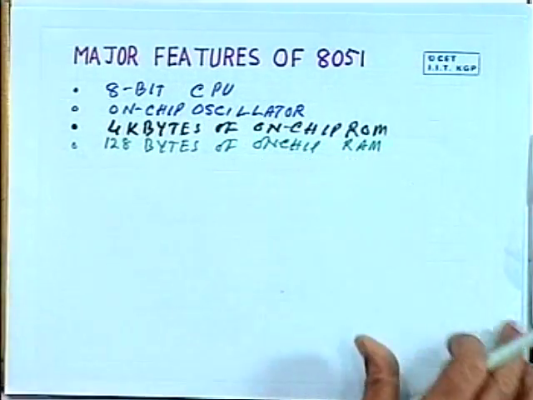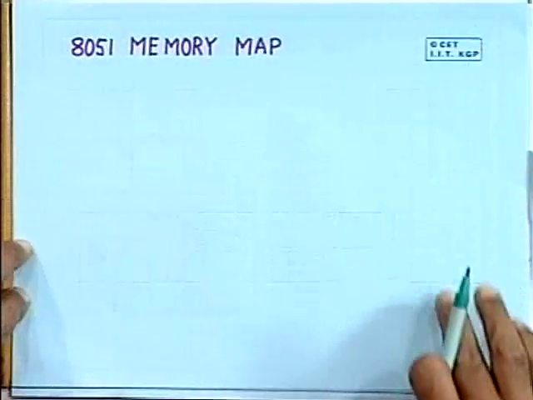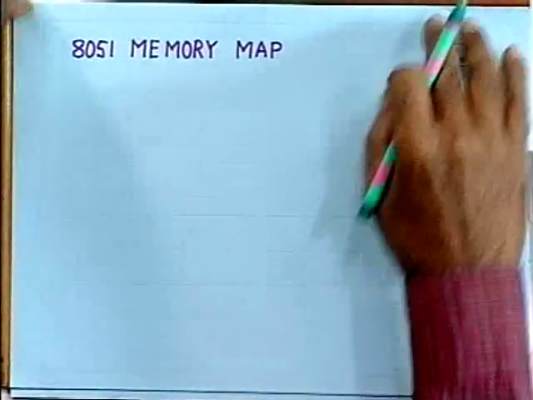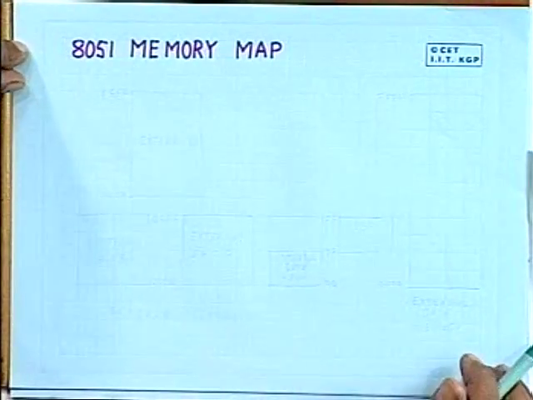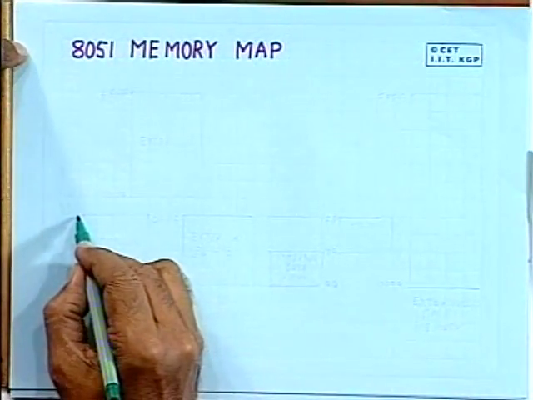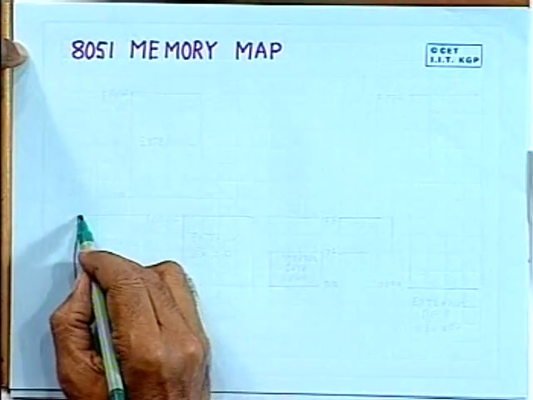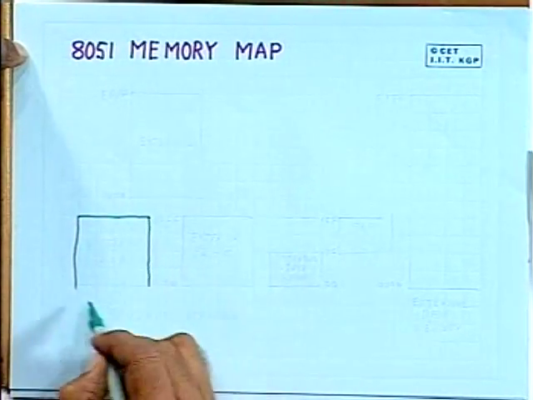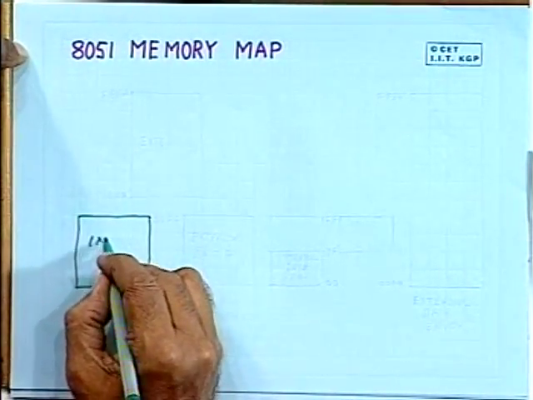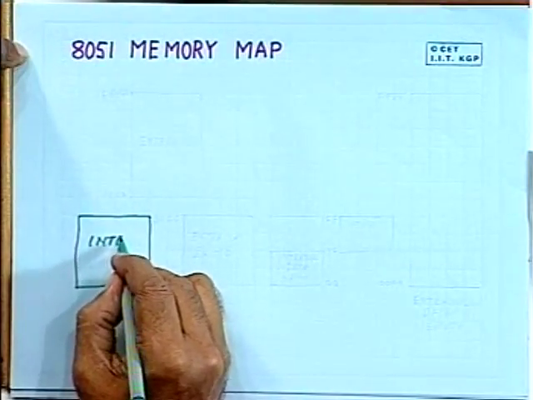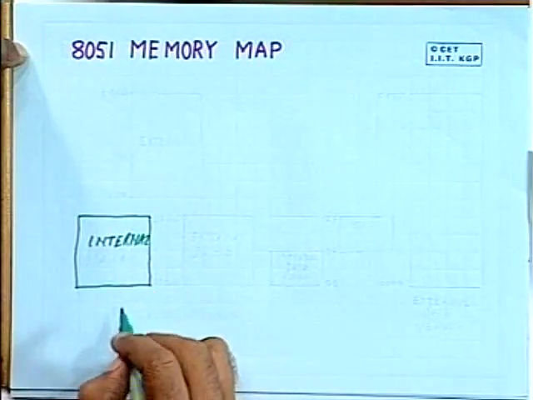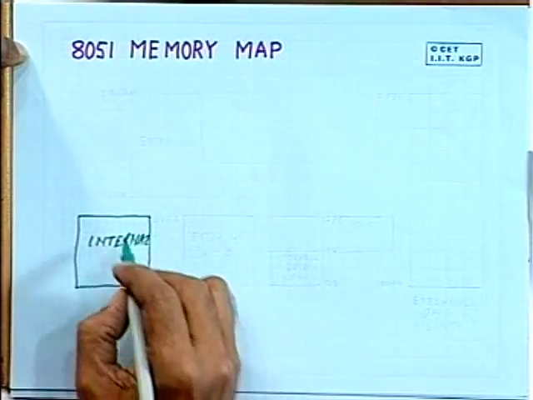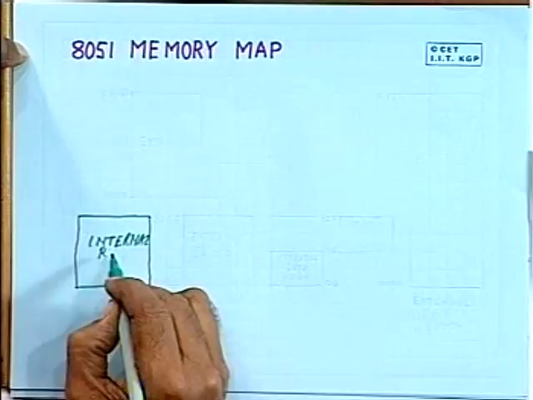And let's see the memory organization or the memory map of the microcontroller. Here, first of all, we shall consider the on-chip part of the RAM. So let's assume this is your internal RAM.